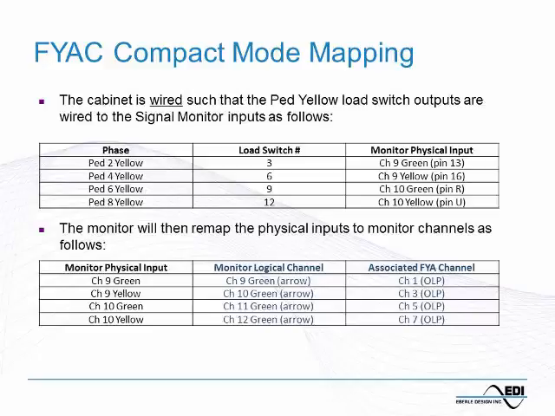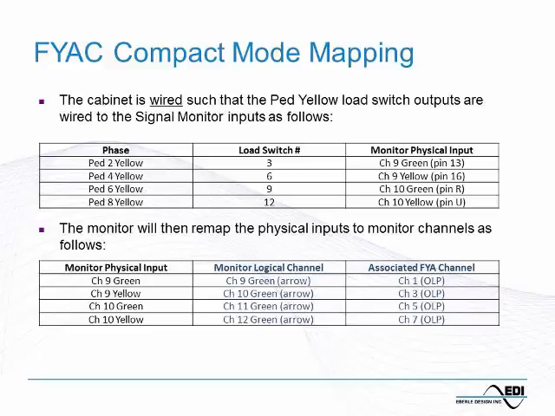That means we need our permissive overlap phases to be now assigned to 1, 3, 5, and 7, the odd phases. So you'll notice the subtle difference between the standard mode and the compact mode. We've swapped the position of the protected and the permissive left turn channels. All right, plus we've remapped the PED yellows.